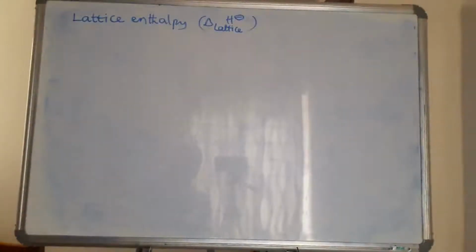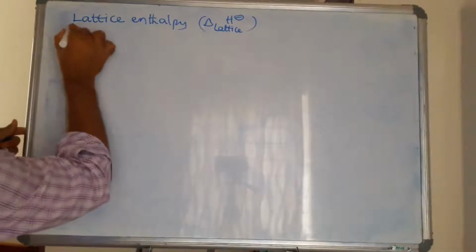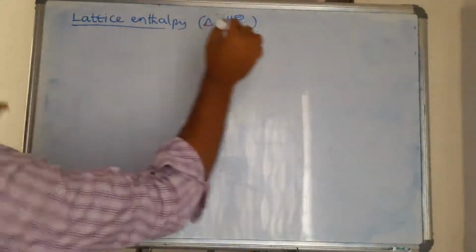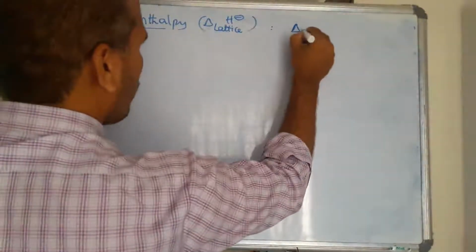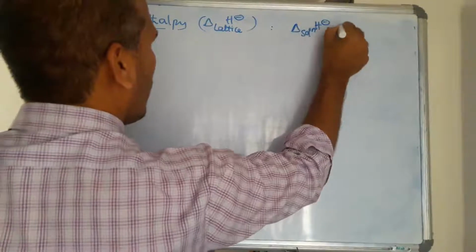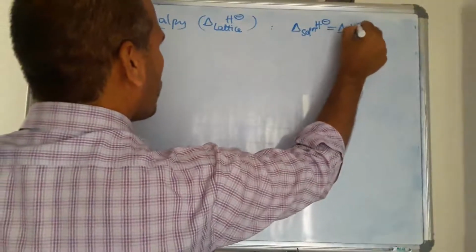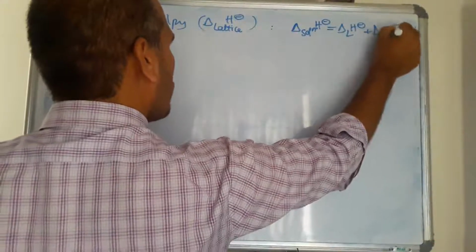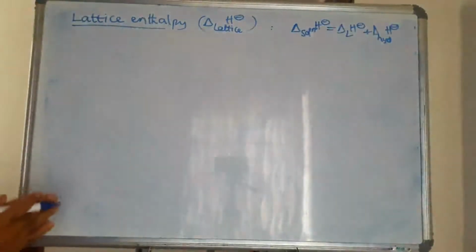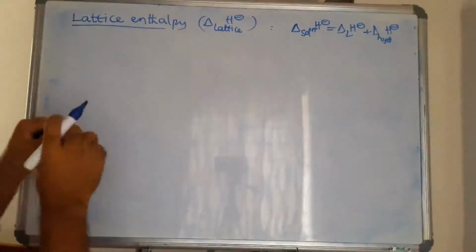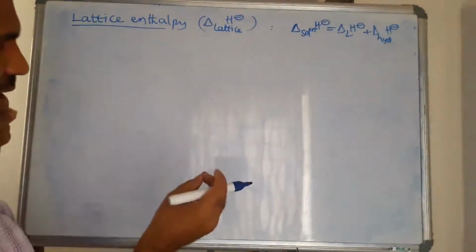Now I am discussing the lattice enthalpy. What is the lattice enthalpy? Already I told you that in enthalpy of solution, the formula is enthalpy of solution equals lattice enthalpy plus delta H hydration enthalpy. Lattice enthalpy means the energy required to break the bond. It means it dissociates into its ions.